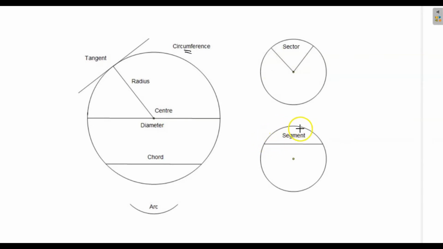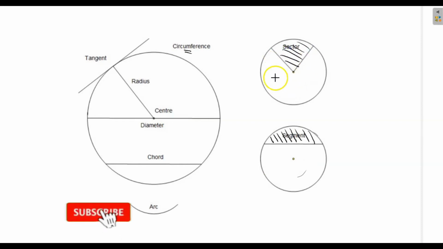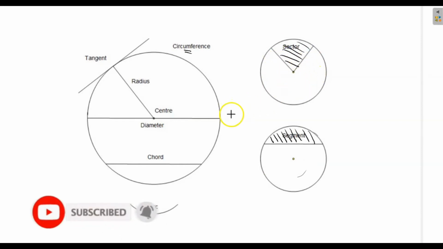Then we have the segment. It's also an area bounded by a chord and an arc. So we have this region here as a minor segment, and all the section here is a major segment. Likewise, we have the minor sector here, and the other is the major sector. So without wasting my time, let's go straight to the circle theory.